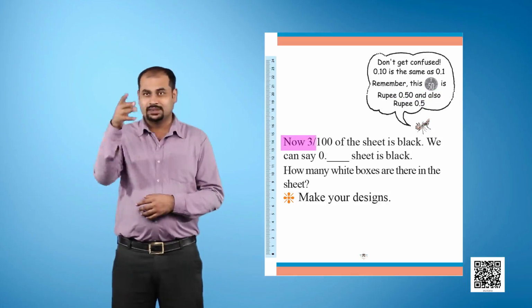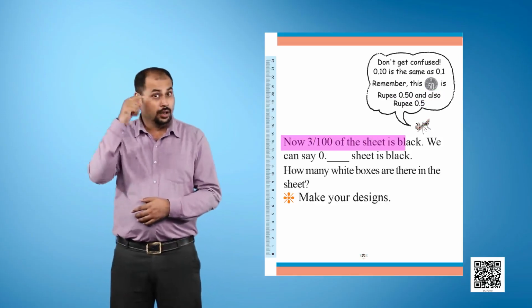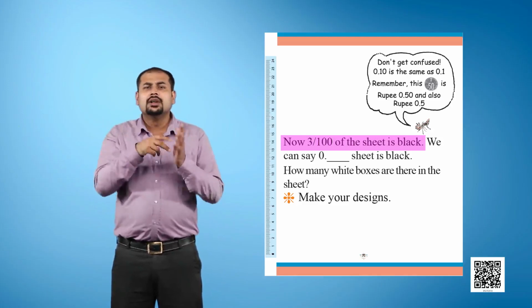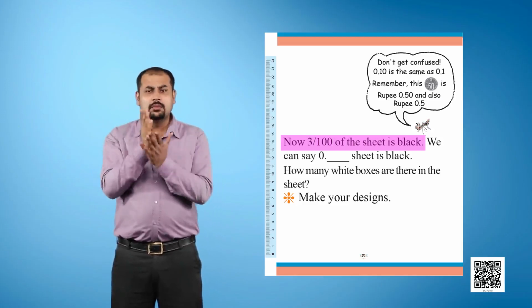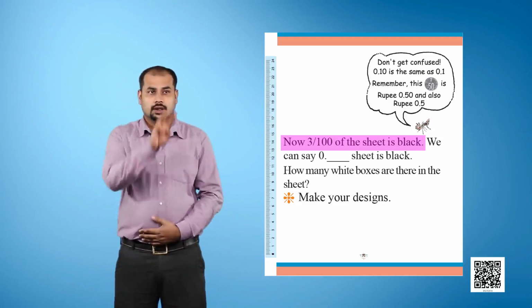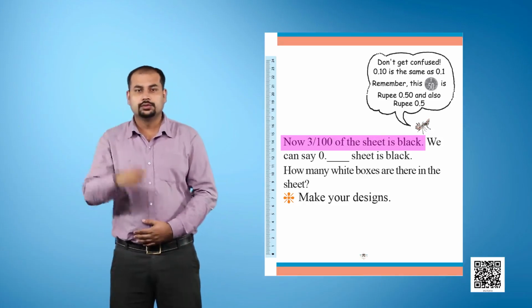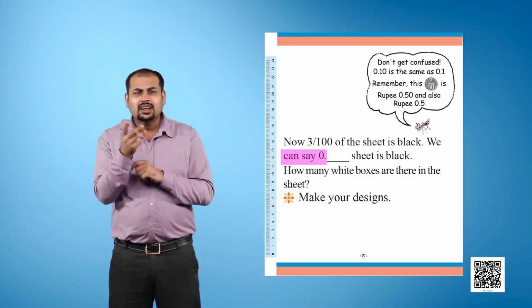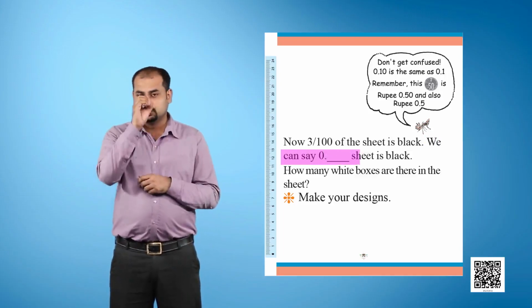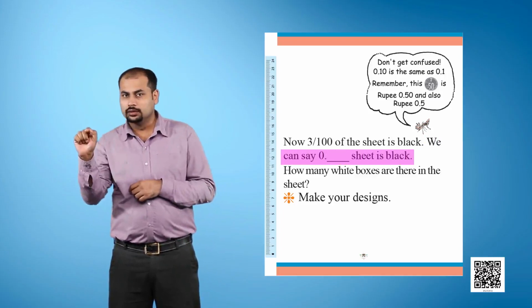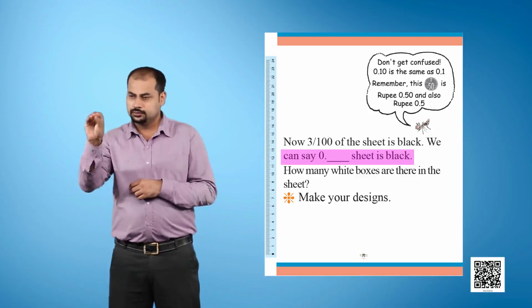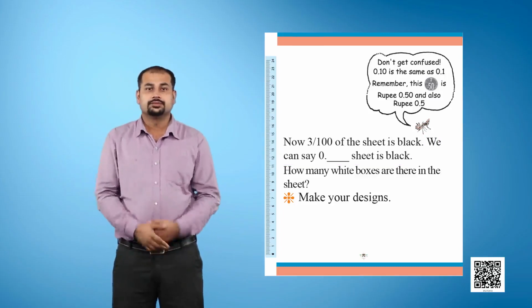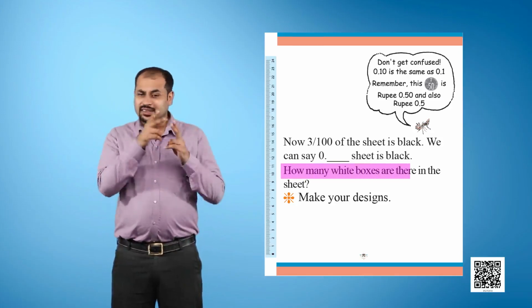Now, 3/100th of the sheet is black. We can say 0.dash sheet is black. How many white boxes are there in the sheet?